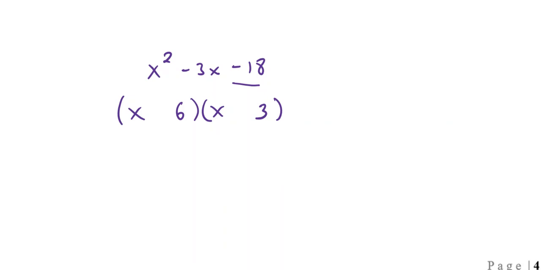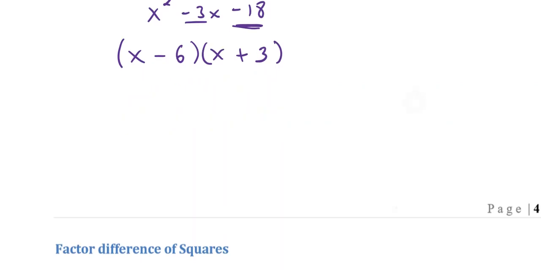So let's say I went with 6 and negative 3. Positive 6 and negative 3 multiply to negative 18, so good. But 6 minus 3 is positive 3. So that's wrong, right? But I've got an easy fix. I just need to swap those around. So negative 6 and positive 3. Now negative 6 plus 3 would be negative 3. Yeah? Okay. All right. Let's move on.